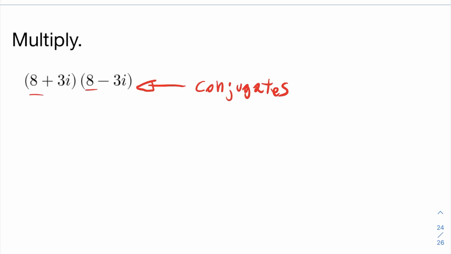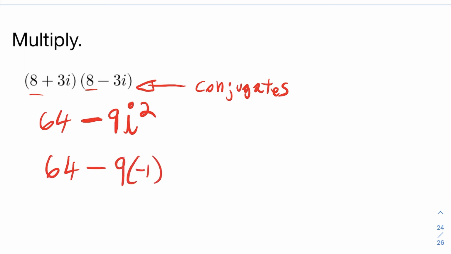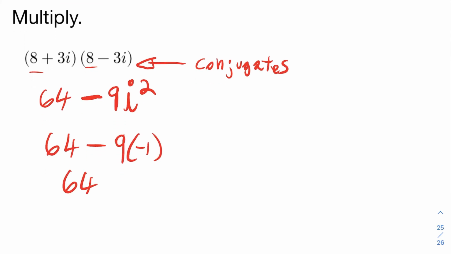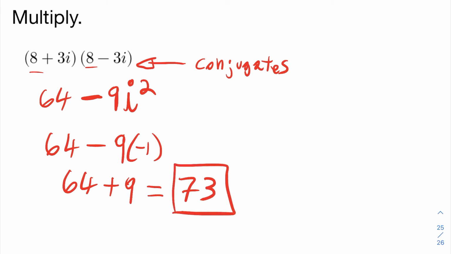So 8 times 8 is 64. The outside gives me negative 24i. The inside gives me positive 24i, so they cancel. And last times last gives me negative 9i squared. Negative 9i squared. But i squared is negative 1, remember? So this actually becomes 64 plus 9. 64 plus 9 is 73. Ooh, we get a real number when we multiply those complex conjugates together.